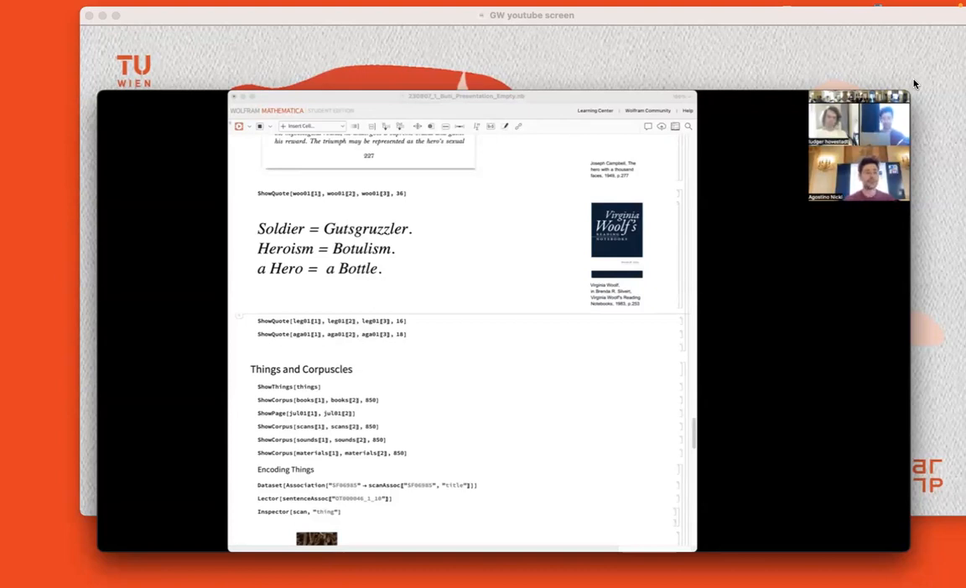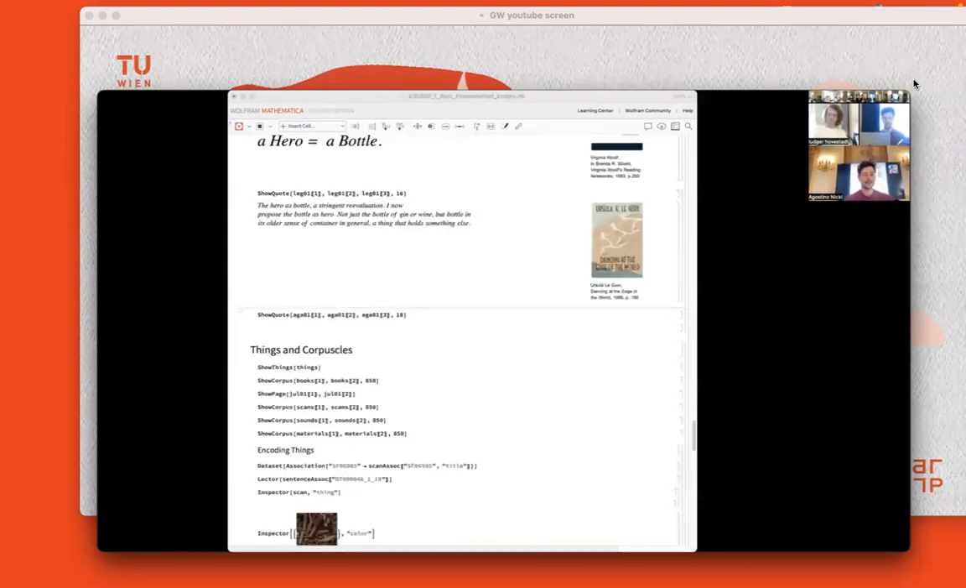So how to think of a hero differently? Next to it, she writes in her notebook, hero equals bottle. Can this be a lead? Le Guin picks this up, writing, I now propose the bottle as hero. Not just the bottle of gin or wine, but the bottle in its older sense, of a container in general, a thing that holds something else.